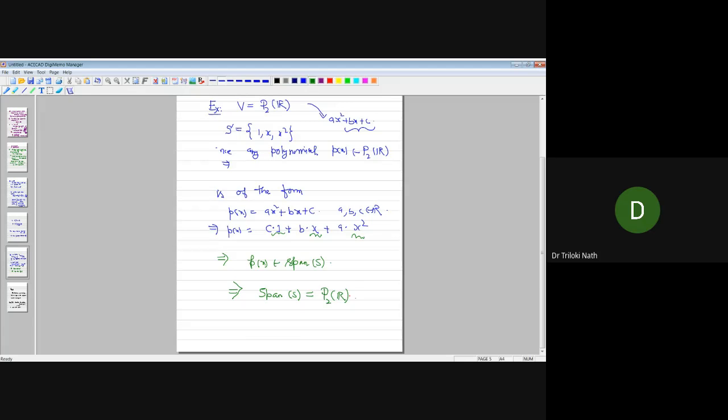Why? Because from here you see that P2R, that is every polynomial of degree less than or equal to 2, is contained in span of the set S. And already you know span S is a subset of P2R. So A is contained in B and B is contained in A. Proved that span S is equal to P2R. Okay? Let us see another example.